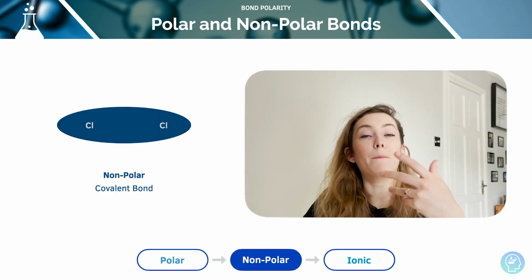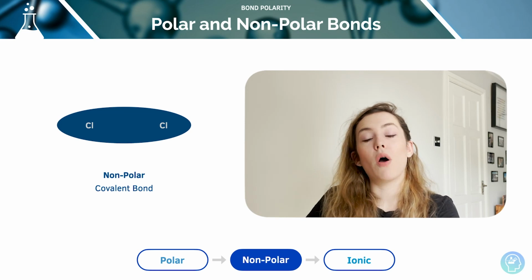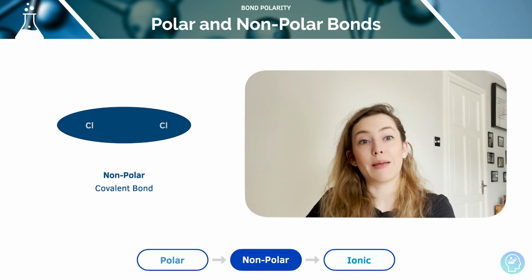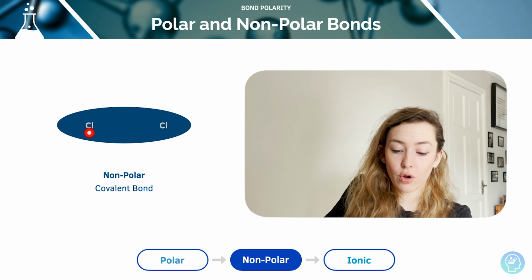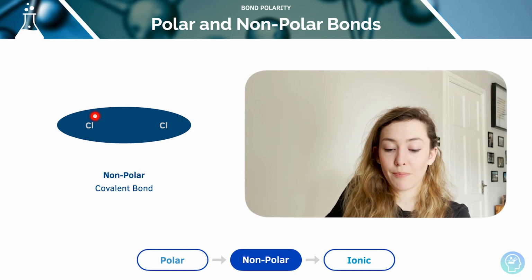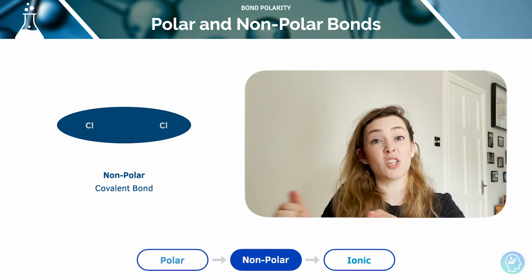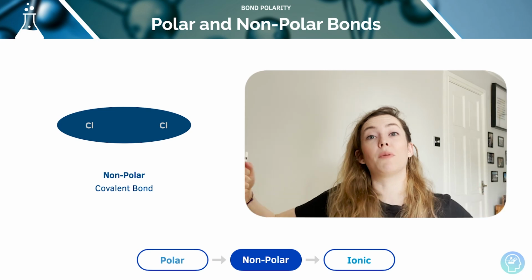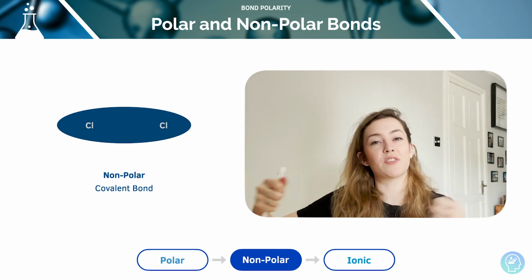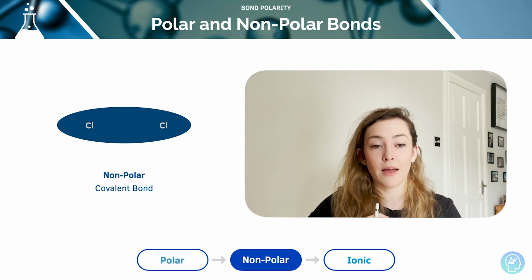We get non-polar bonds from atoms that are bonded to the same type of atom. So if we've got chlorine and chlorine, then it's a non-polar covalent bond. The electrons are going to be held perfectly in the middle. Think of it as a tug of war. We've got two of the same person pulling on both sides. They're not going to go more to one side than the other. They're going to be held perfectly in the center.